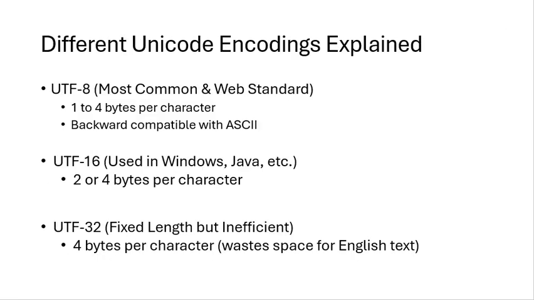Now I'll talk about Unicode encodings, UTF-8, UTF-16 and UTF-32. Unicode itself is just a character set, but we need encodings to store it in memory. The most popular ones are UTF-8, the most common and web standard. It uses 1 to 4 bytes per character. 1 byte is 8 bits, so it uses 8 bits to 32 bits per character. It is backward compatible with ASCII, and it is also efficient for English and other common languages.